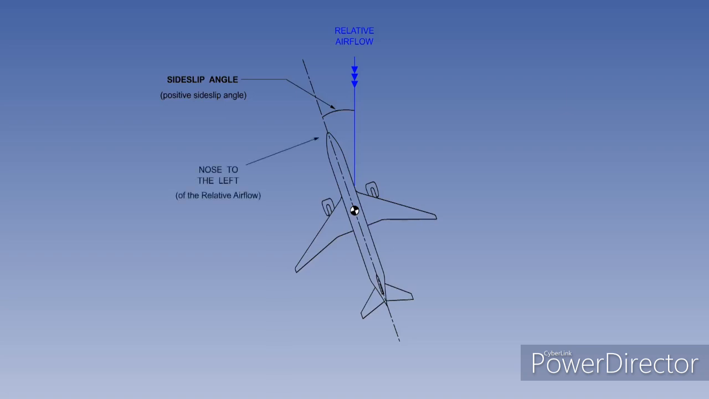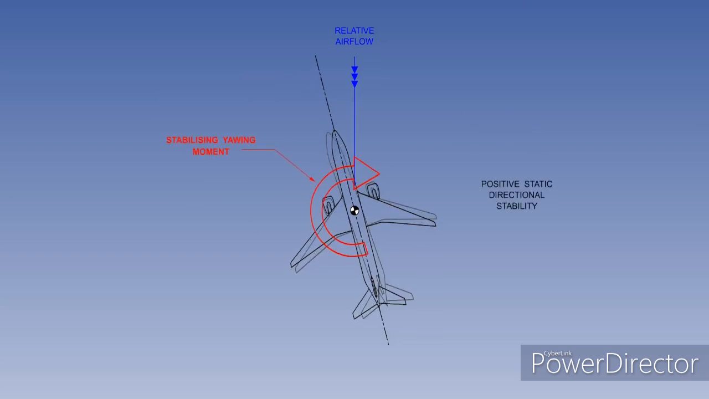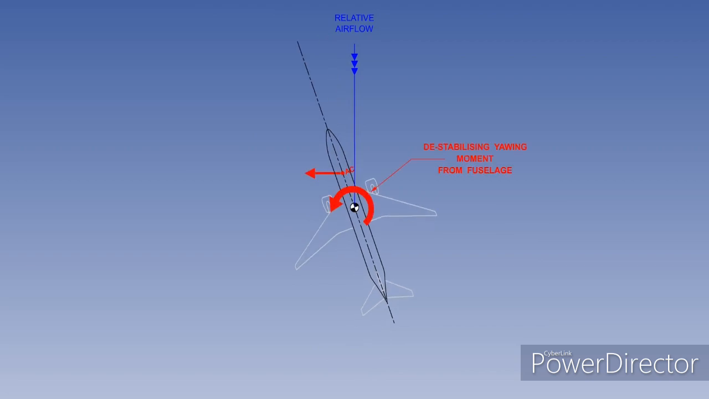A question in the written exam might describe this aircraft as being nose to the left. However, a pilot would describe this aircraft as being in a right side-slip. If the aircraft illustrated has directional stability, when displaced from equilibrium, it would generate a stabilizing yawing moment to the right. The contribution of the fuselage is destabilizing because its aerodynamic center is forward of the aircraft CG.